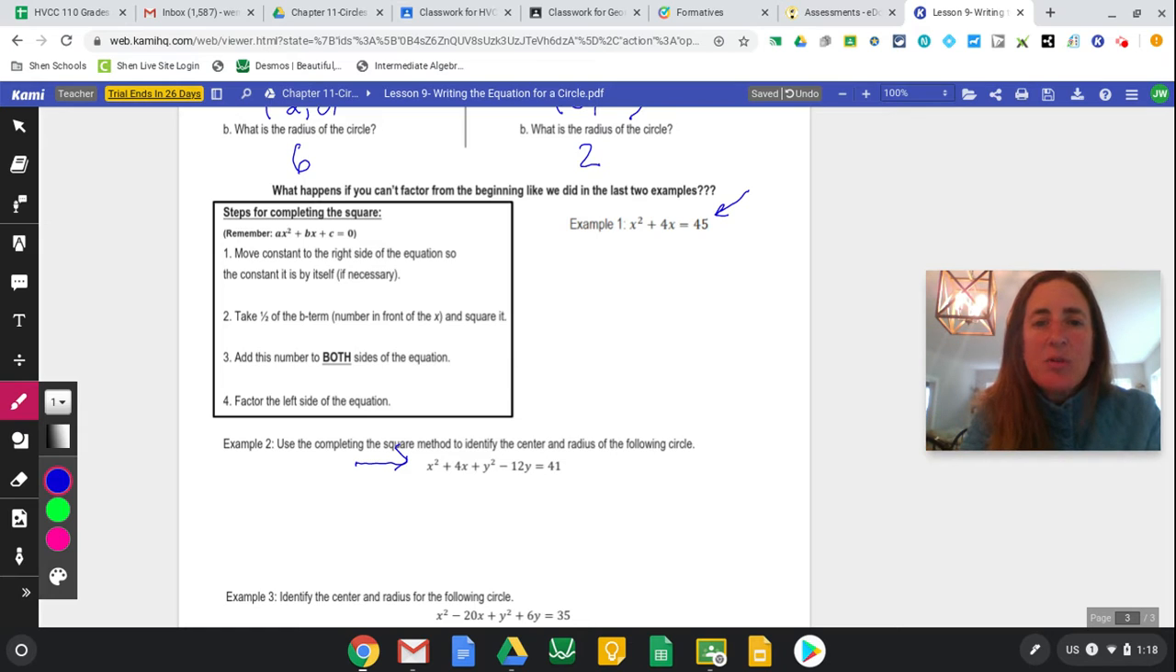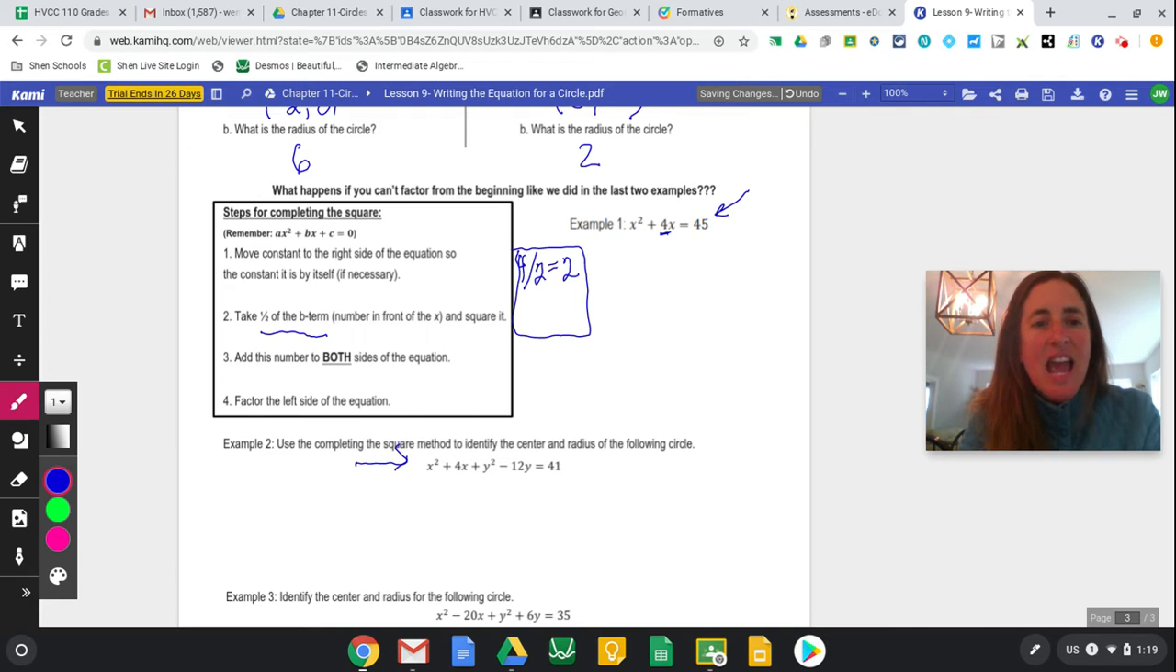Okay, now that it's over there, I like to call what I call the magic box. And in the magic box, you take half of the b term. Now in this case, remember it goes ax squared plus bx plus c. The b in this case is actually the 4.